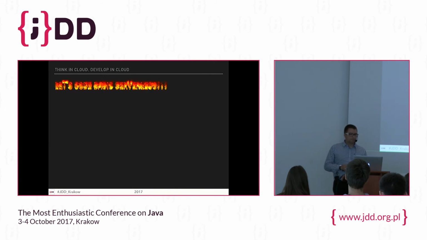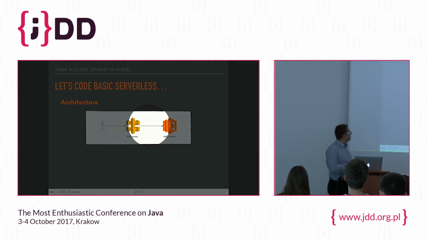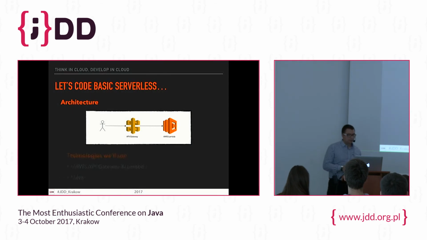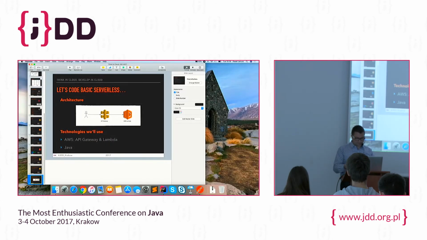Okay, so let's make a quick example of how our service will look. We have a user. We will use API Gateway, a REST service, and then we will run a simple AWS Lambda. We will look at how it works. The technologies we are using are, of course, AWS, API Gateway, and AWS Lambda. And we are at JDD, so we will use Java, but a really limited part. Okay, let's try. We'll see whether it's going to be green or not this time.